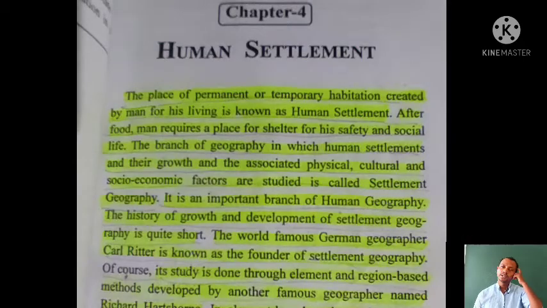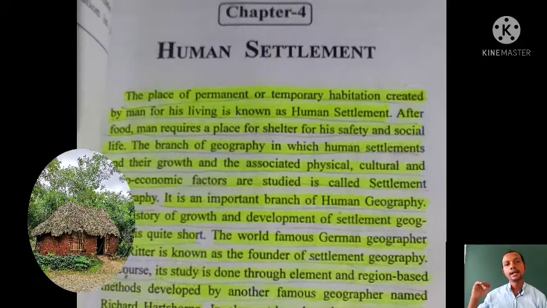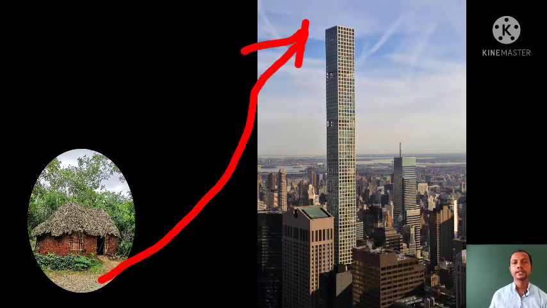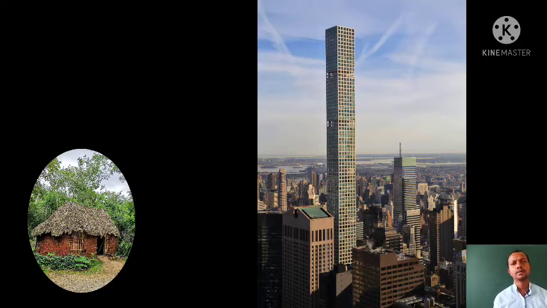Now when we speak of human settlement, it studies the living of a person, the shelter of a person. It can be a hut, it can be a skyscraper. It is not speaking of only village area houses, no, it is speaking about city buildings also. So it includes everything.